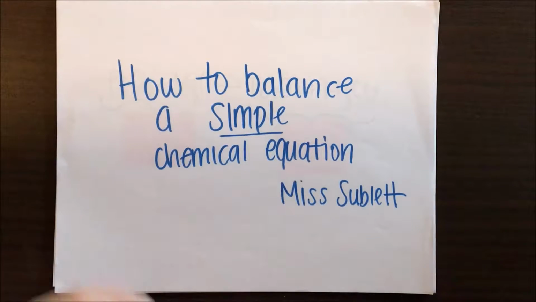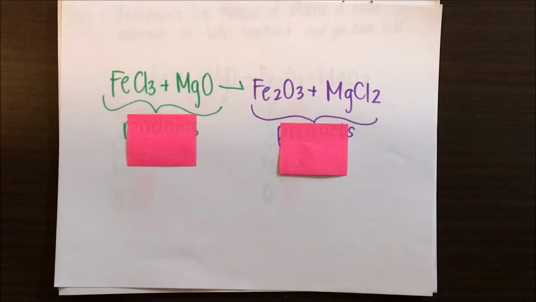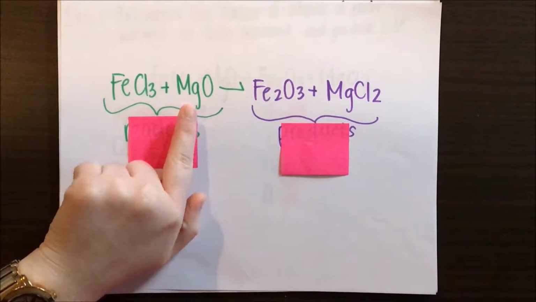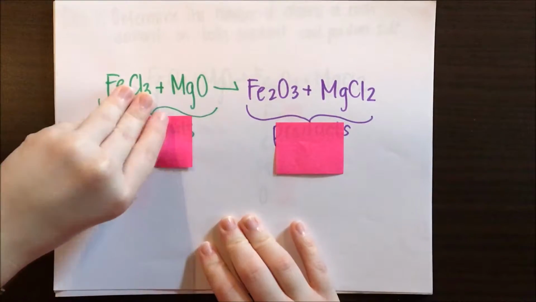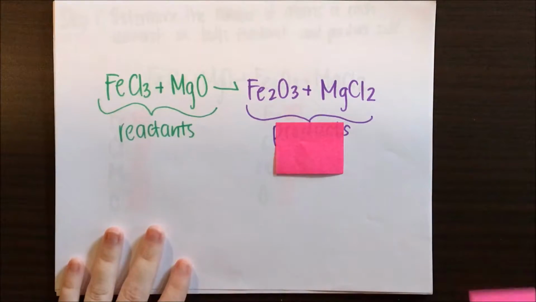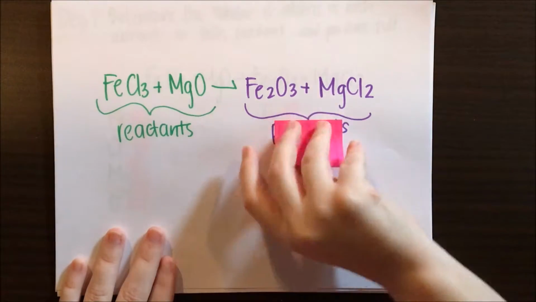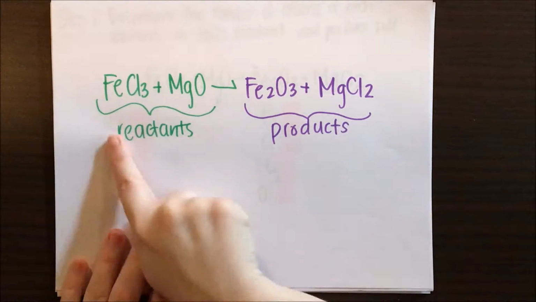To balance a simple chemical equation with Miss Sublett. Here is a chemical equation. You have two sides of it. On the left side you have the reactants, and on the right side you have the products. And when you add these two together, two reactants, you get the products.